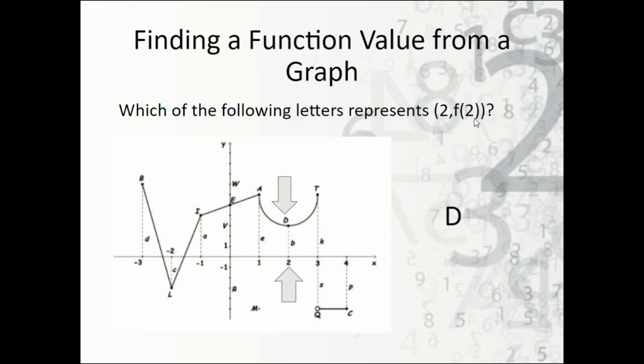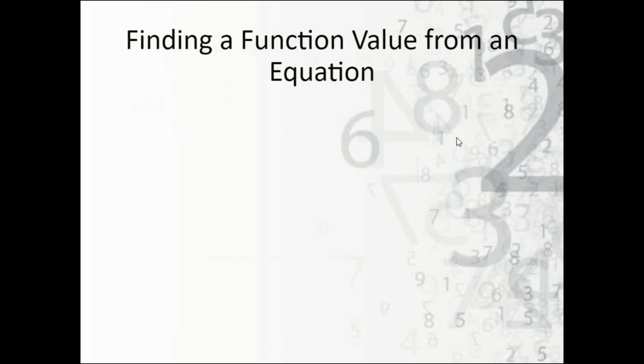So if you see something like this in coordinate form, you're going to find the actual point on the graph. If you see it and it's just this part, like f of 2, it's going to be the value on the dotted line, which would have been b.